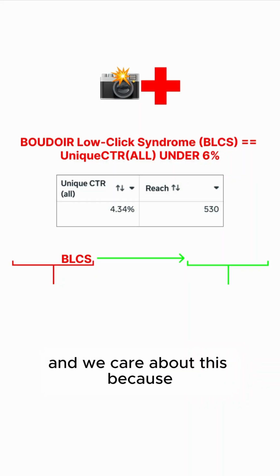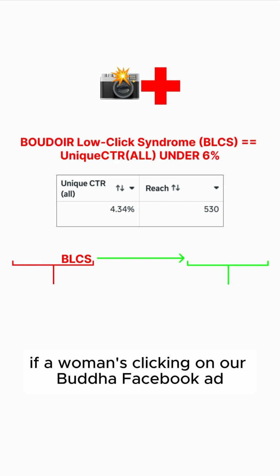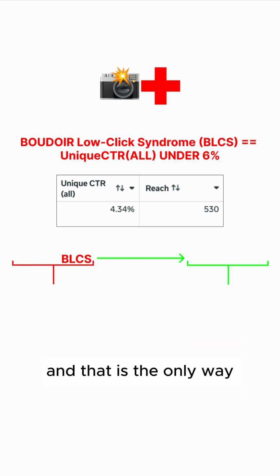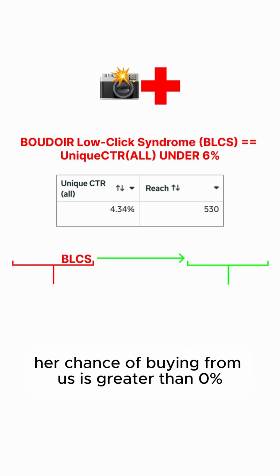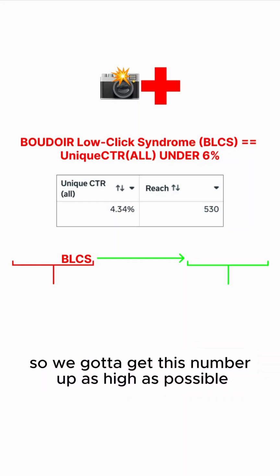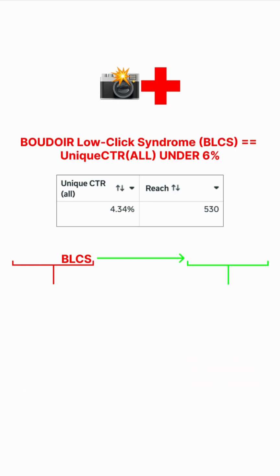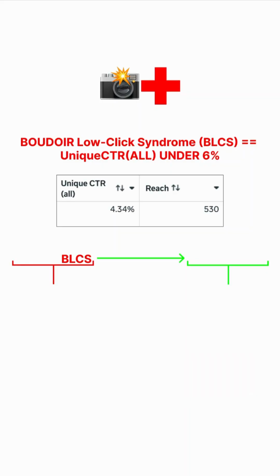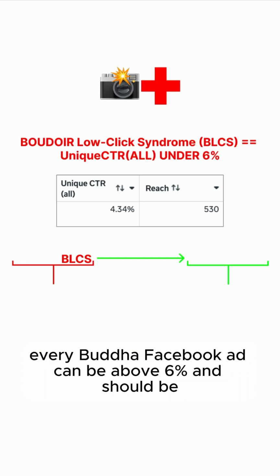And we care about this because if a woman's clicking on our Boudoir Facebook ad, that means our Boudoir Facebook ad has entered her brain. And that is the only way our chance of buying from us is greater than 0%. So we've got to get this number up as high as possible, but 6% is the minimum. Anything under 6%, we've got a big problem. Every Boudoir Facebook ad can be above 6% and should be.